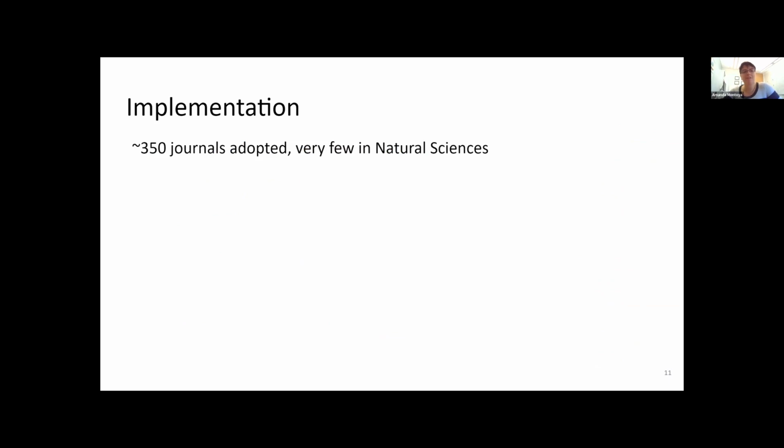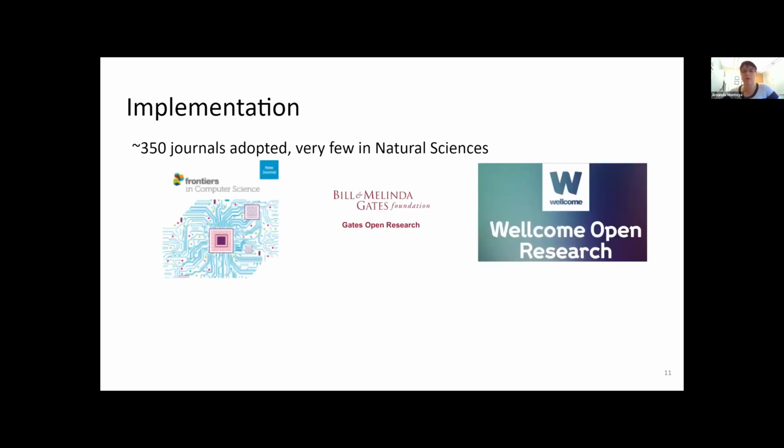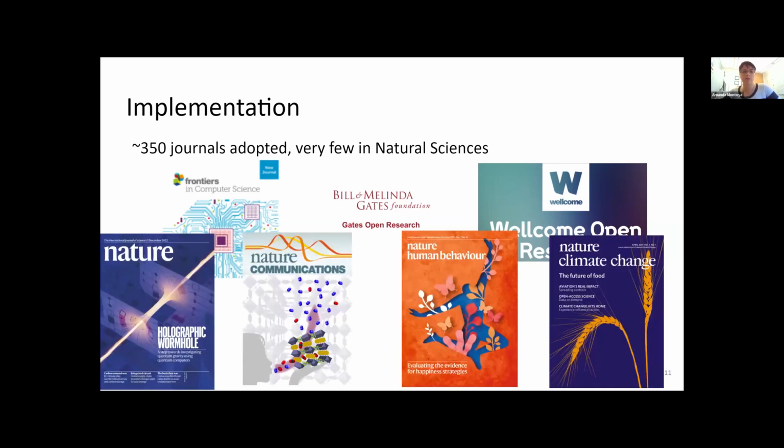There are about 350 journals that have adopted registered reports, but very few in the natural sciences. So I pulled a few. There are a couple of Frontiers journals that do this, and a number of funding agencies have adopted this at their repositories. One thing I wanted to mention, though, is that a suite of Nature journals have already adopted these, including Nature itself, but also Nature Climate Change, and I think they already have the infrastructure to adopt this at any other Nature journal that might be of interest to your field.